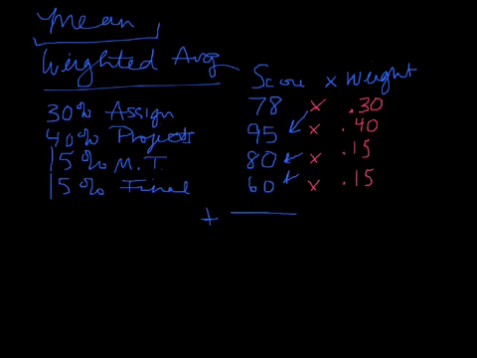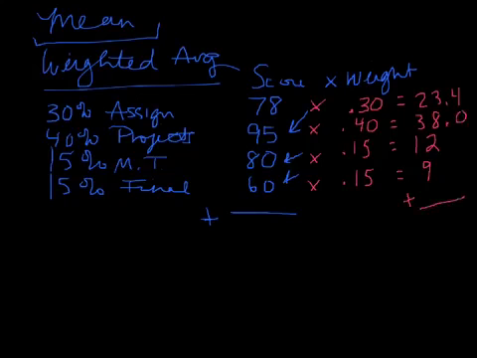So 78 times 0.3 gives you 23.4. 95 times 0.4 gives you 38. 80 times 0.15 gives you 12. And 60 times 0.15 gives you 9. Okay, what you have here are kind of your grade points. This is the column then that you add together.